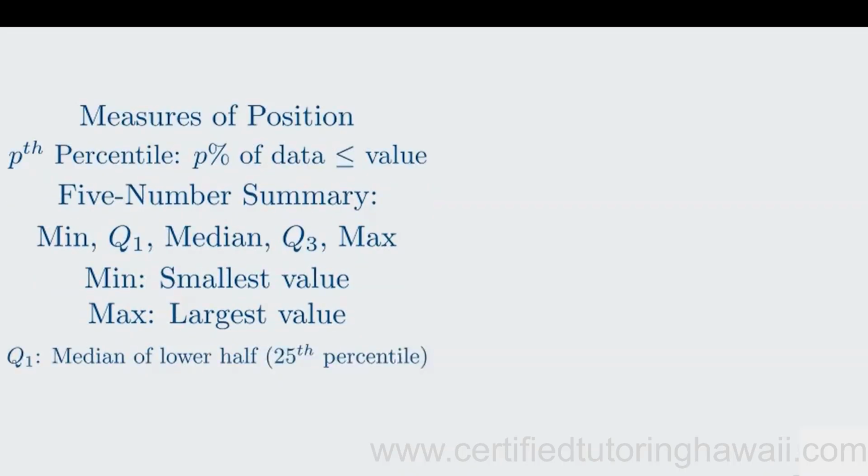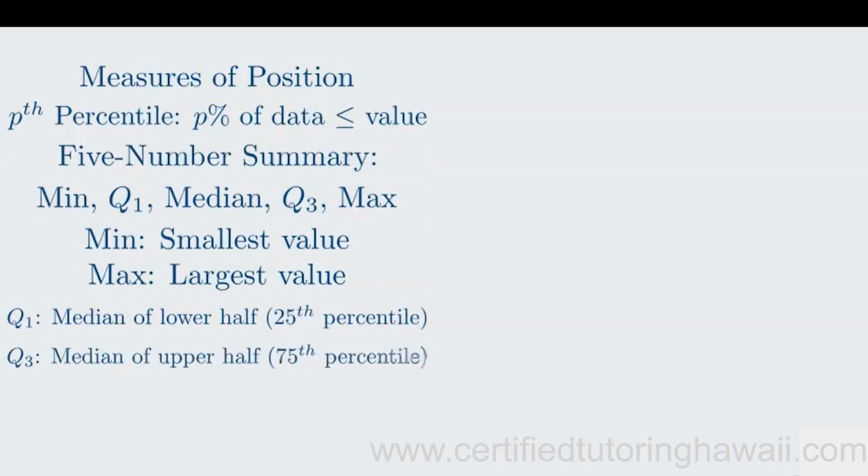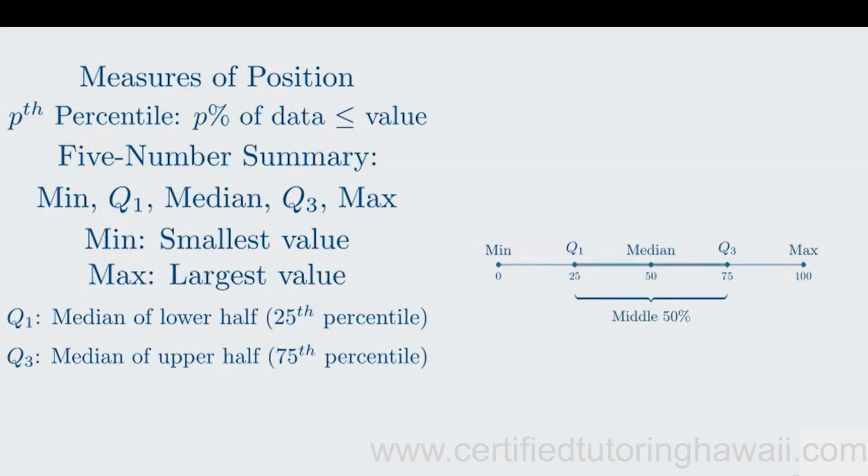Quartile 1, or Q1, is the median of the lower half of the data. It represents the 25th percentile. Quartile 3, or Q3, is the median of the upper half of the data, representing the 75th percentile. Notice how these quartiles divide the data into 4 equal-sized groups. Q1 and Q3 are the boundaries for the middle 50% of the data.